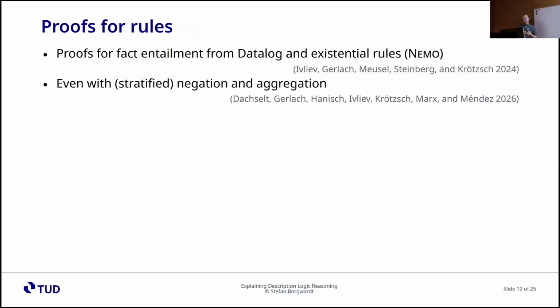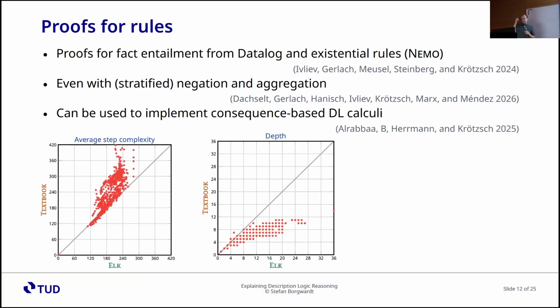So this is something I wasn't really very much involved in, but I also want to mention it because it's also part of the Center for Perspicuous Computing. Markus Kreutsch and his group looked at tracing the reasoning process of their new engine NeMo for Datalog and existential rules. They even support negation and aggregation in these rules, which is very interesting for applications. And we used this engine in the end to again do something with DLs.